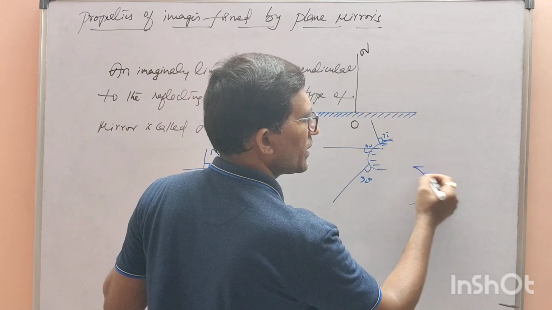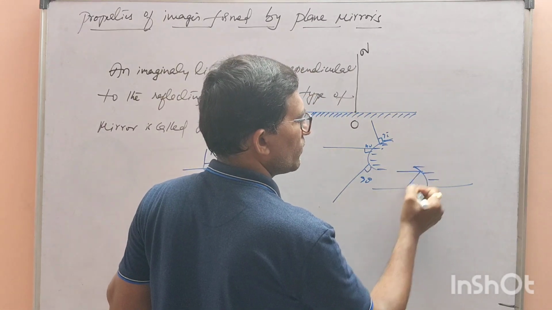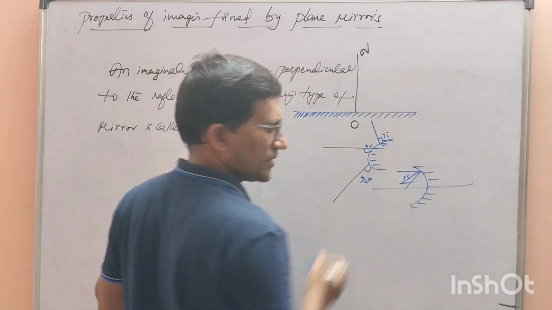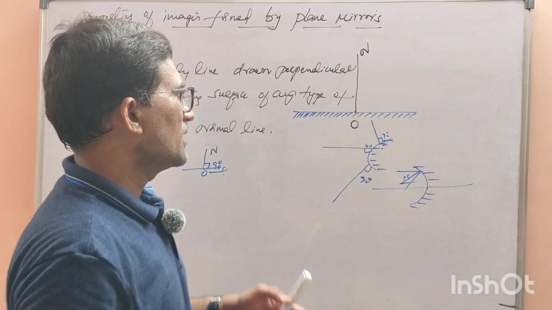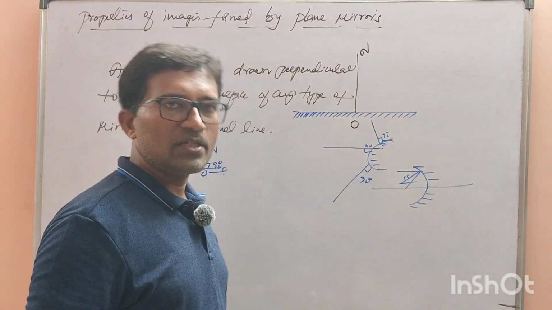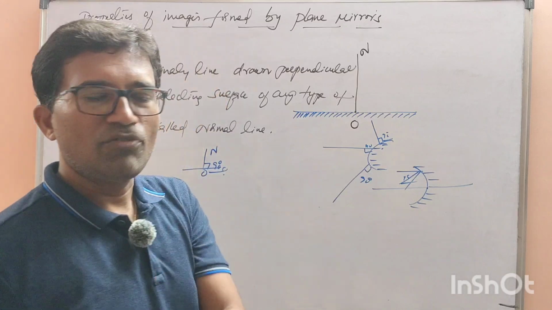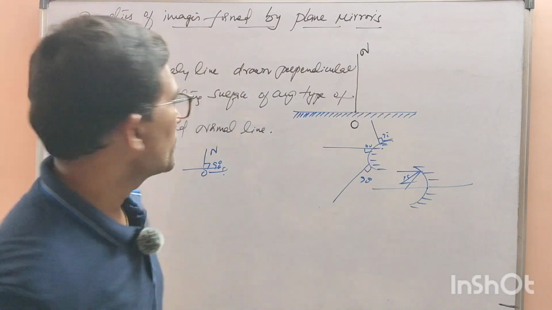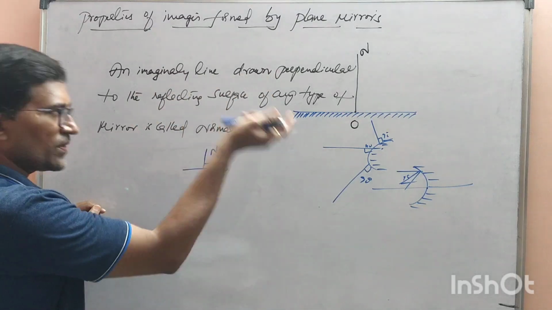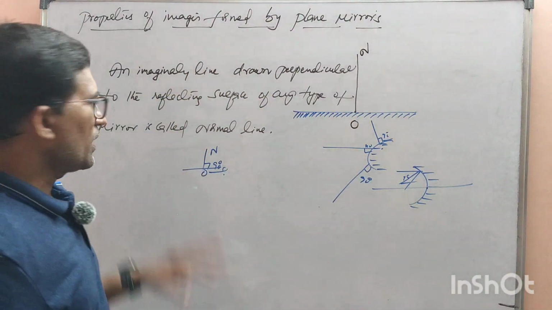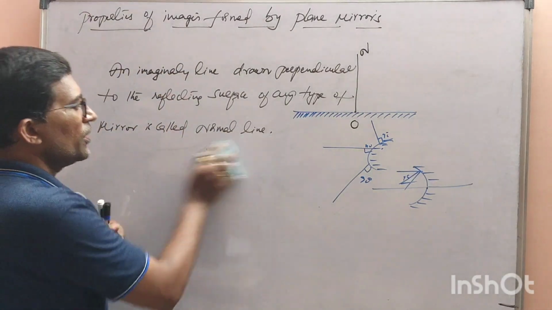In the case of a concave mirror, I will explain all these types of mirrors later. This is the incident ray, the reflected ray. For example, the normal line will always be at 90 degrees, like this. So whatever the type of reflecting surface, whether it is a flat surface or a curved surface, the angle of the normal line will always be 90 degrees only. Remember this, a very important point. So what is a normal line? An imaginary line drawn perpendicular to the reflecting surface of any type of mirror is called a normal line. I hope you understood the meaning of a normal.